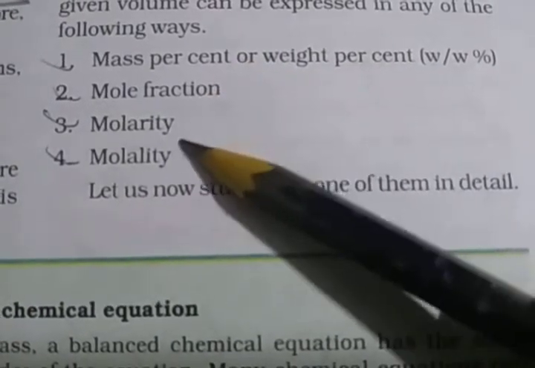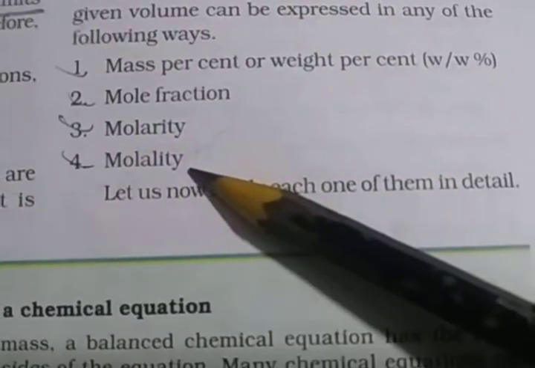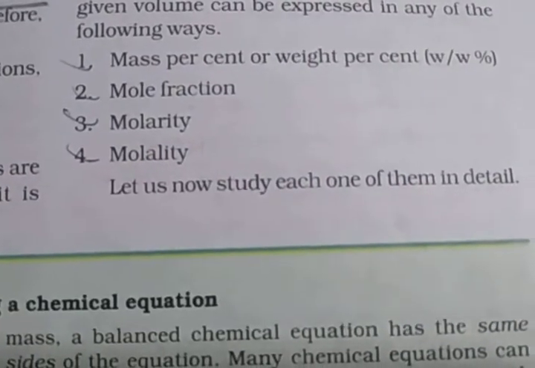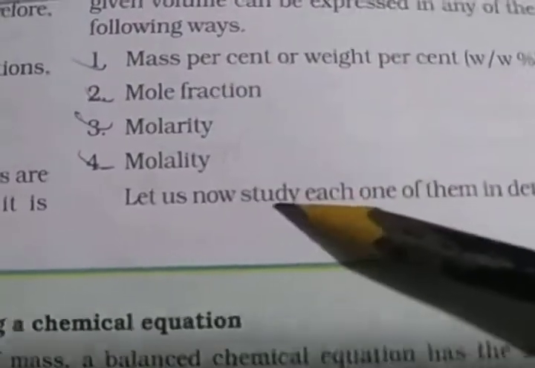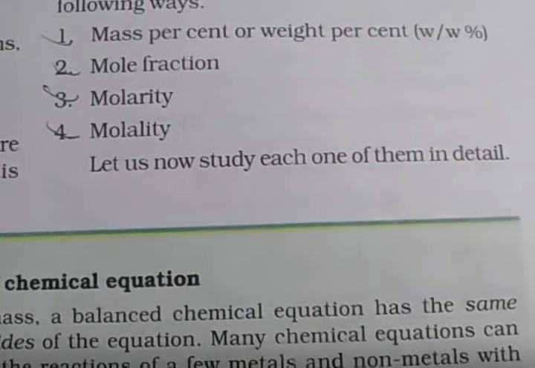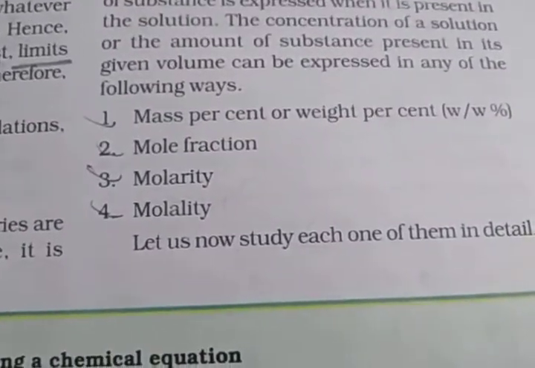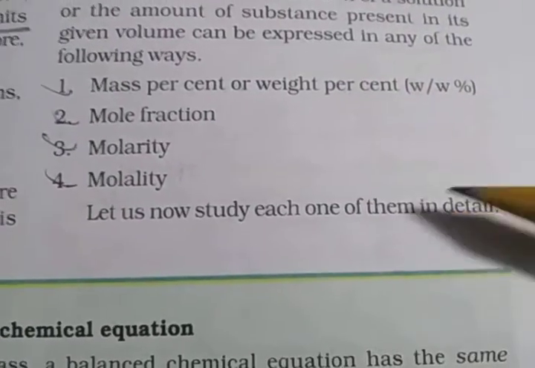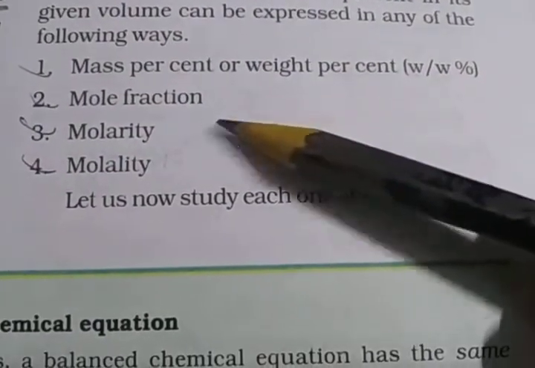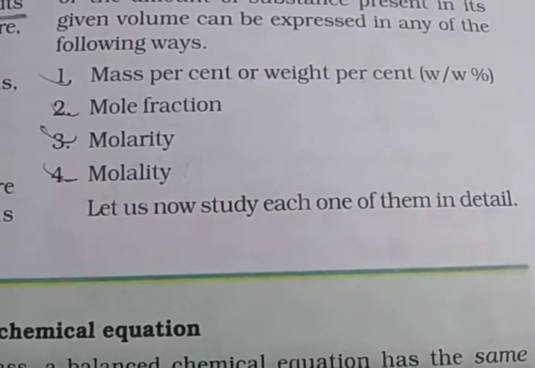So these four terms we have to consider, and these four terms are related to practical work. So reactions in the laboratory are majorly carried out in solution. So it is important to understand how the amount of substance is expressed when it is present in the solution. So the concentration of the solution, or the amount of substance present in a given volume, can be expressed in the following ways: first is mass percent, second mole fraction, third molarity, and fourth molality. So we have to start.